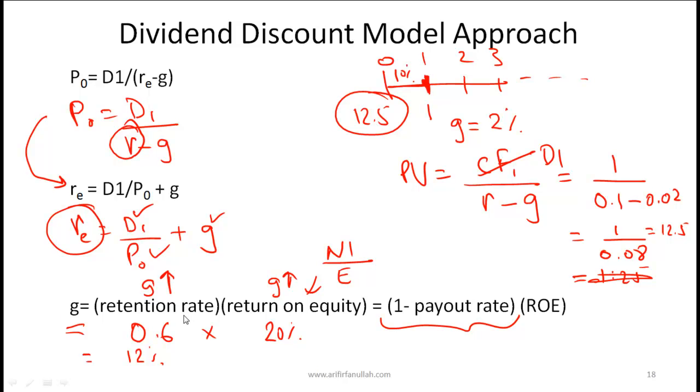So make sure you understand this formula for growth, and make sure you understand this formula for calculating R E given dividend, price per share, and growth rate. And there are several practice questions in the curriculum as well as, I'm sure, in your study notes. Make sure you do those, because this is a guaranteed question on your exam.